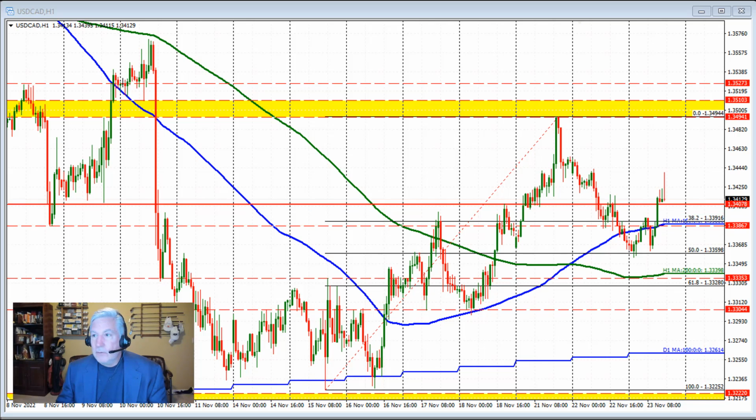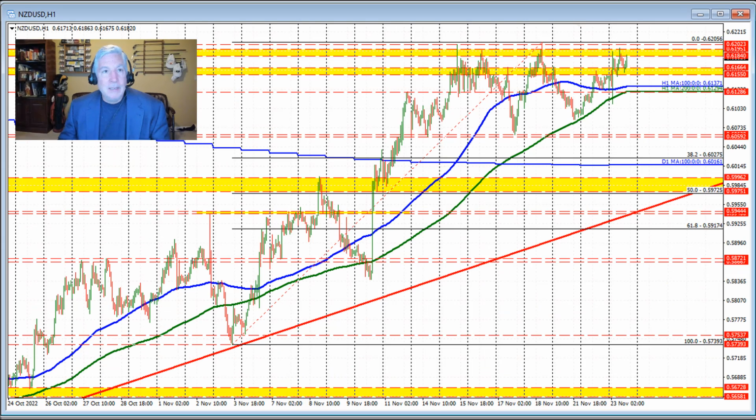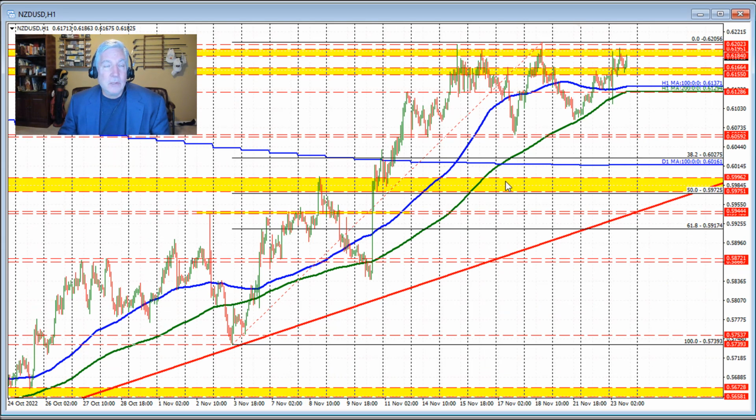In the New Zealand versus U.S. dollar, today the Reserve Bank of New Zealand raised the rates by 75 basis points. That was as expected. The initial move was to the downside, and then we snapped back higher, and took the price near the highs through here, where we have the recent swing highs for the New Zealand versus U.S. dollar. Swing high, swing high, swing high.